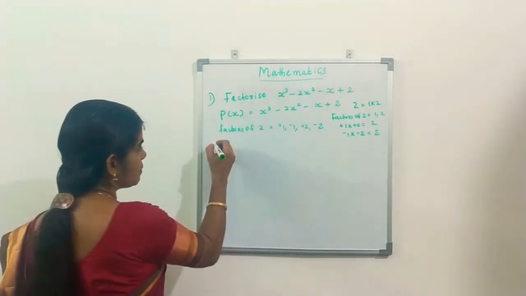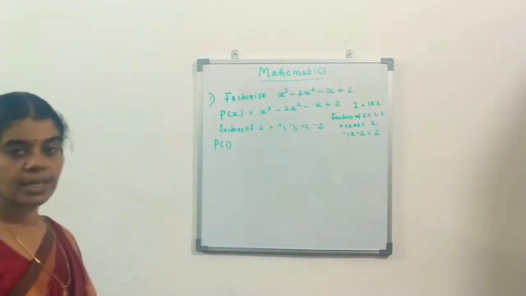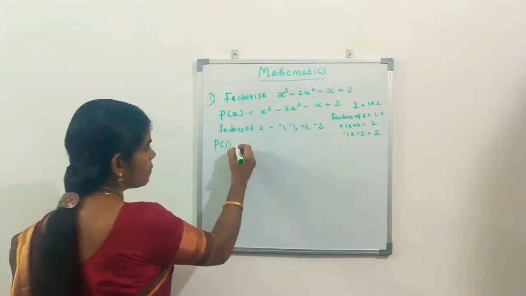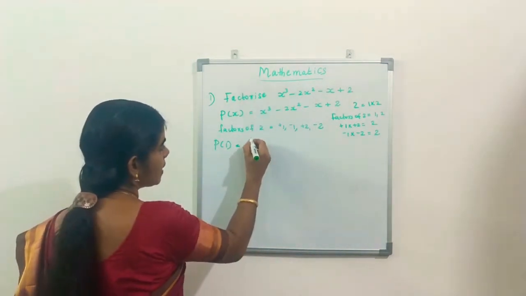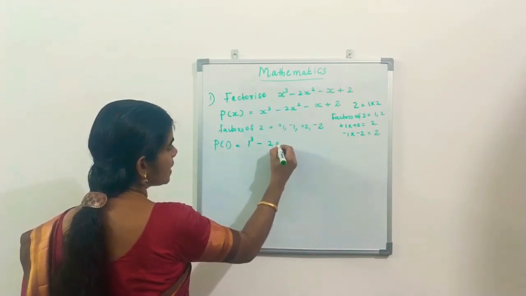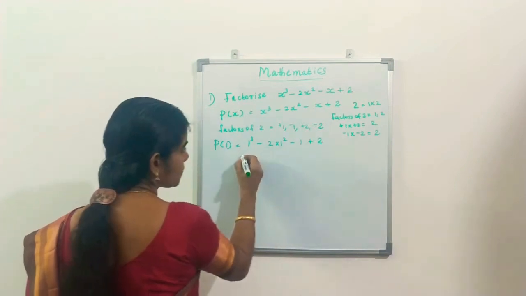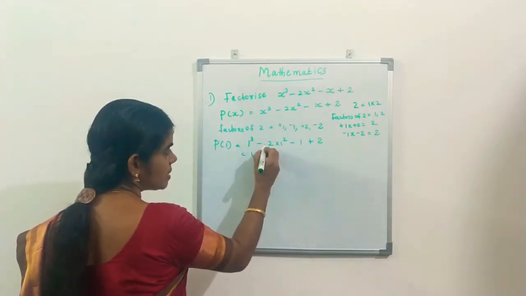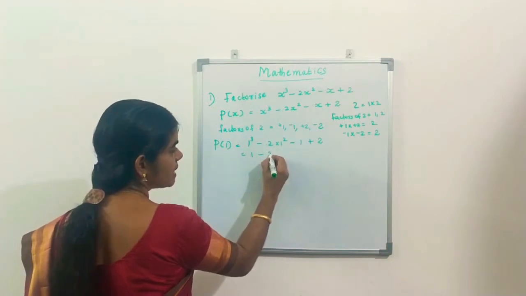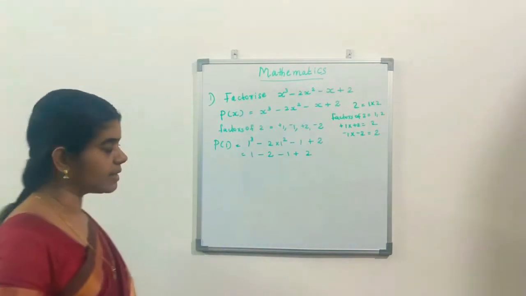Then first we can find the value of p of 1, because the first factor we have written is 1. p of 1 means in the place of x we give 1. Therefore that will be 1 cube minus 2 into 1 square minus 1 plus 2. 1 cube is 1 itself, 1 square is 1 itself, minus 2 into 1 is minus 2, minus 1 plus 2.